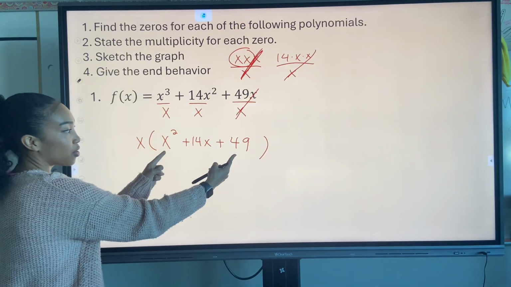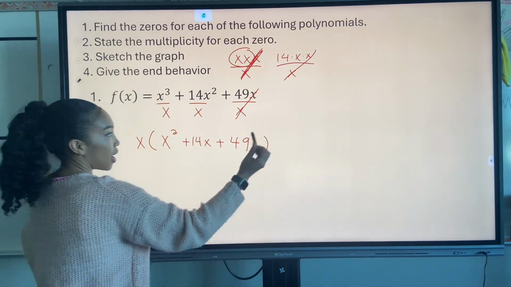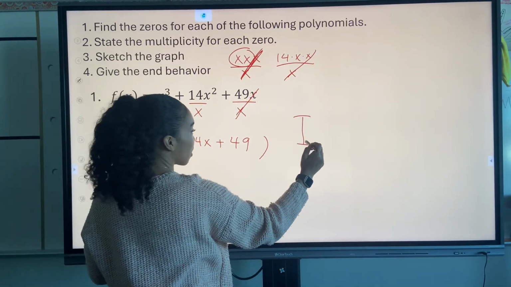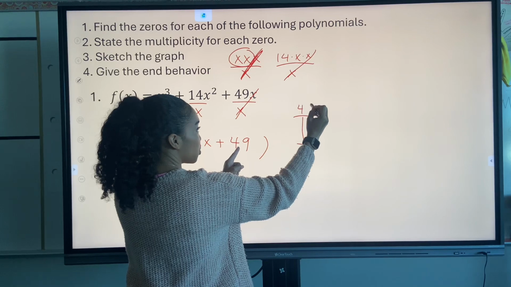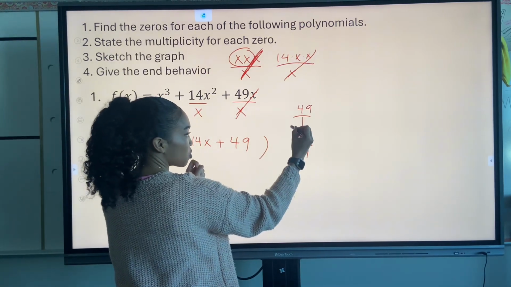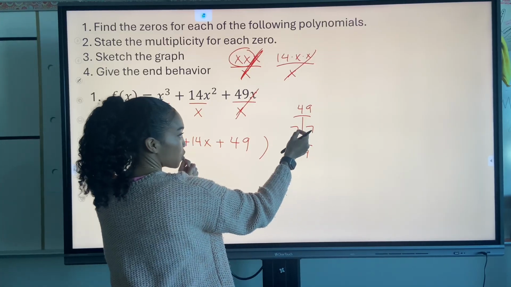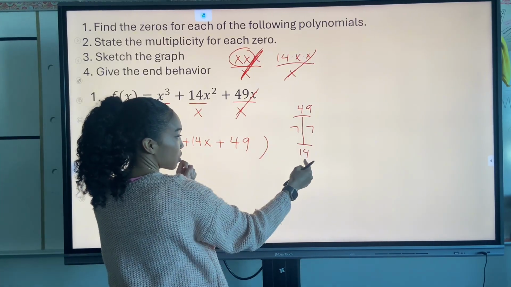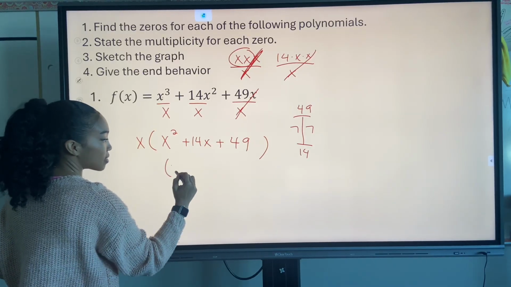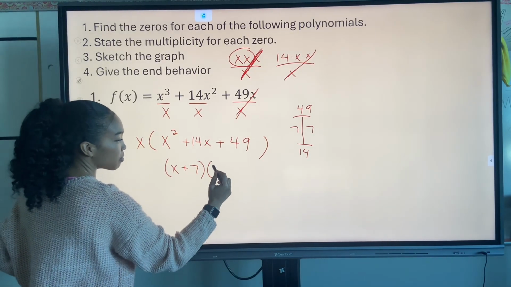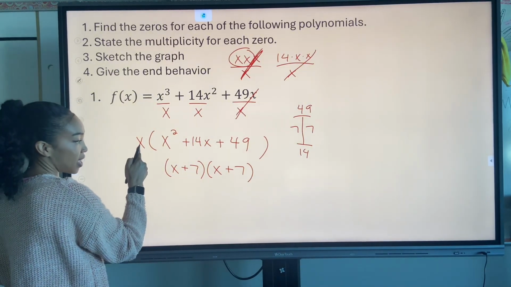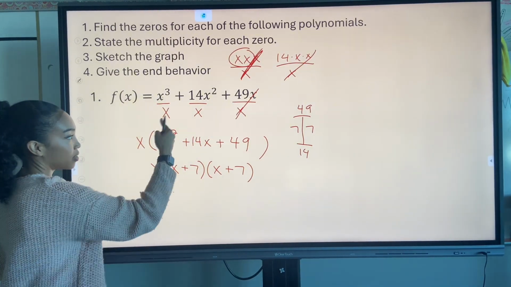Now from here, we can factor. I like to think of 2 numbers. I like to make a chart to organize my thoughts, but I can multiply 2 numbers to get 49 and add to get 14. And those 2 numbers will be 7 and 7. Multiplied is 49, added is 14. So you can rewrite this trinomial as x plus 7 times x plus 7. And don't forget, we still have this x that we divided out in the beginning.